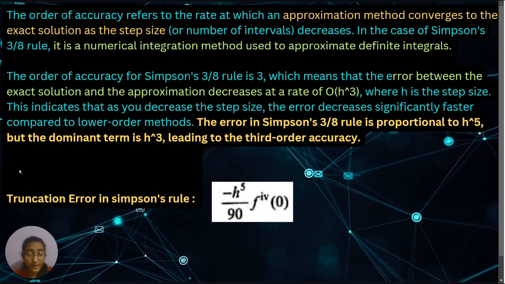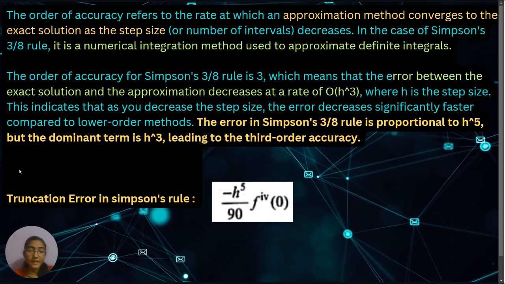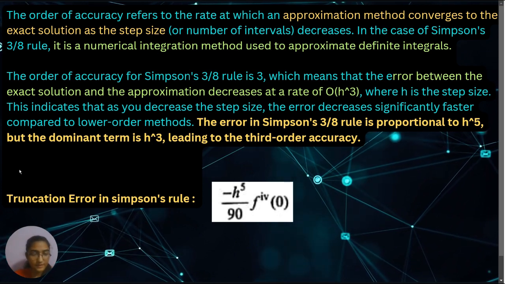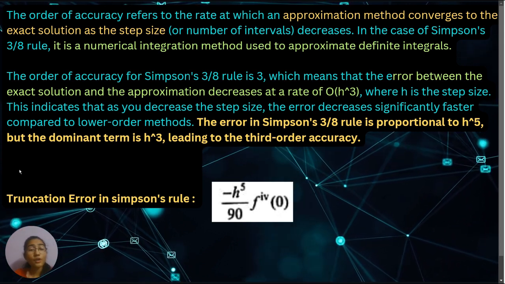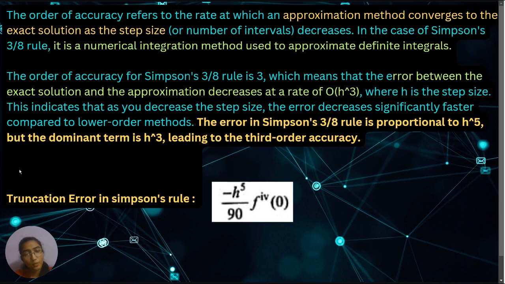In case of Simpson's 3 by 8 rule, it is a numerical integration method, and it helps to approximate our definite integrals, which is basically finding the value of a definite integral over a particular interval. The order of accuracy for Simpson's 3 by 8 rule is 3, which means the error between the exact solution and approximation decreases at the rate of h to the power 3, where h is the step size. This indicates that as you decrease the step size, the error decreases significantly faster compared to lower order methods. The error in Simpson's 3 by 8 rule is proportional to h to the power 5, but the dominant term is h to the power 3, leading to third order accuracy.